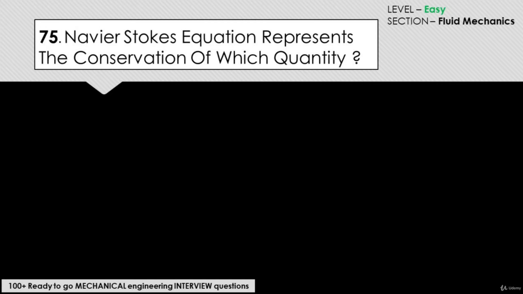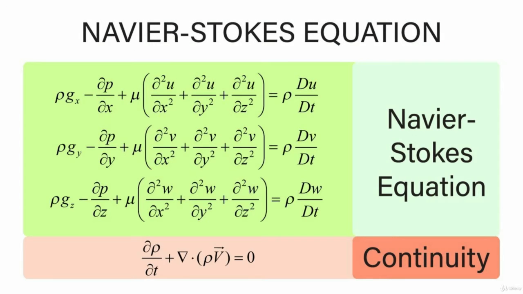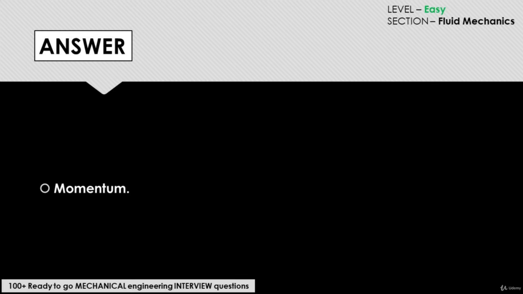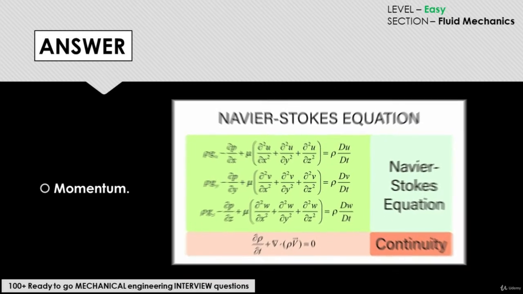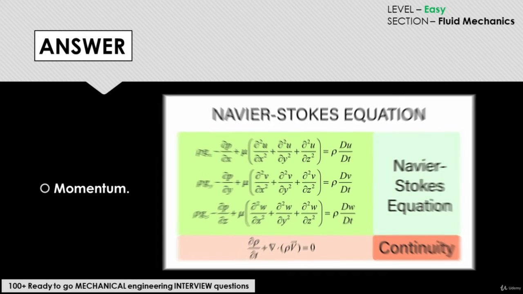Navier-Stokes equation represents the conservation of which quantity? The Navier-Stokes equation in fluid mechanics is a partial differential equation that describes the flow of incompressible fluids. The answer to this question is that the quantity the Navier-Stokes equation represents is momentum.